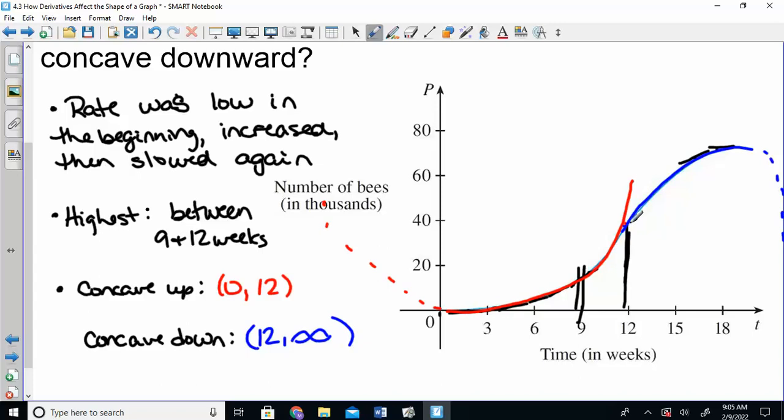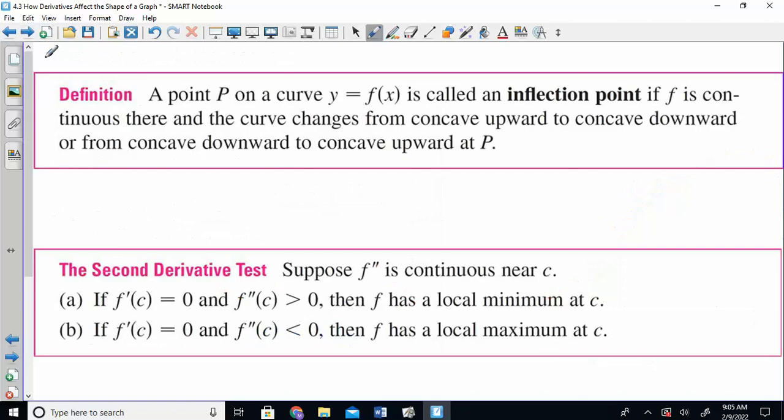So 12 is actually a special point here. We know critical points are where our first derivative changes from positive to negative. When your second derivative changes from positive to negative, that is called an inflection point. So I have that definition at the bottom of your page. I just summarized it in my own words, not the words from your book. So your inflection point is just where the concavity changes.